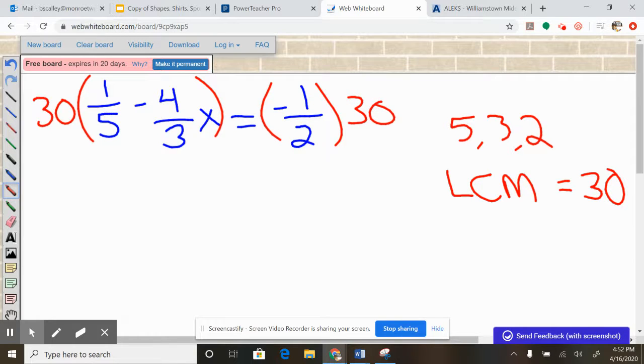And so on the left side, think about it like distributive property. 30 times 1/5. 1/5 of 30 is 6. 30 times negative 4 over 3. I can do this off to the side if you need the extra help.